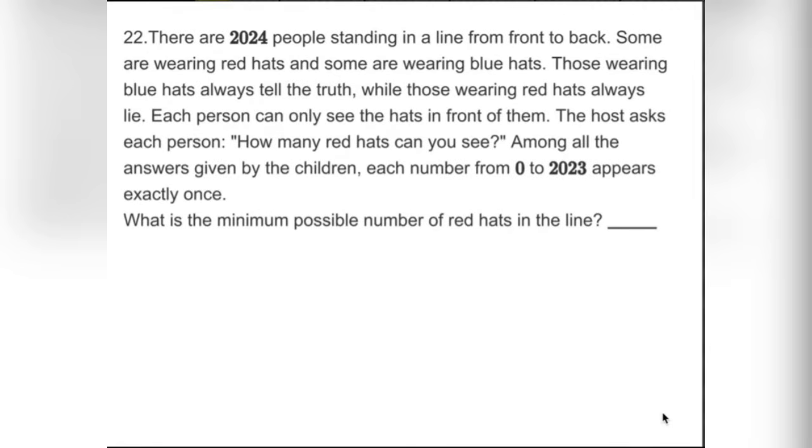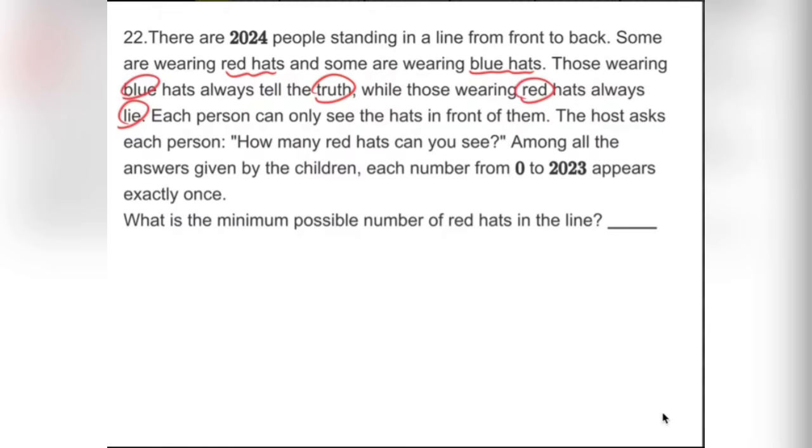Question 22 is a bit hard to understand. What is the question talking about, right? Well, let's have a look. There are 2,024 people standing in a line from front to back. Some are wearing red hats and some are wearing blue hats. Those wearing blue hats always tell the truth. Those wearing white hats always lie.